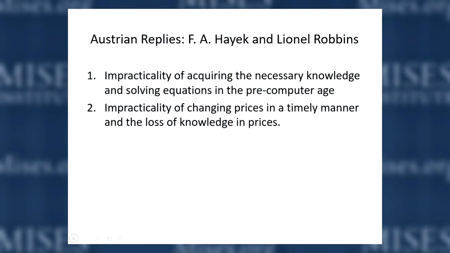All right, so what were the responses? Hayek and Robbins, who was a British economist, said this is impractical. By the time you collect all that knowledge necessary to solve all these equations, and by the way, in the 1930s there were no computers, it would take months and months, if not years, to solve one set of equations. By that time, things would have changed already, and that knowledge, those prices and quantities, would be obsolete. So it was impractical to change prices in a timely manner. And also, you wouldn't be able to get all of the information that people had in their heads about how to produce different things, because it all had to be centralized.